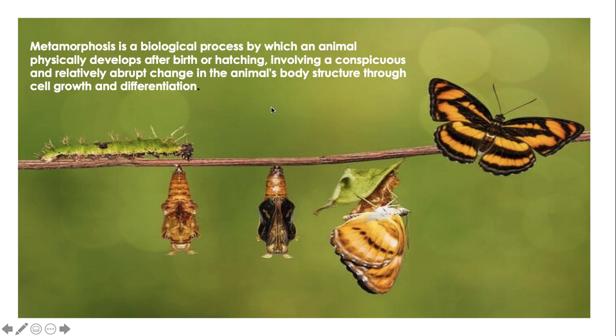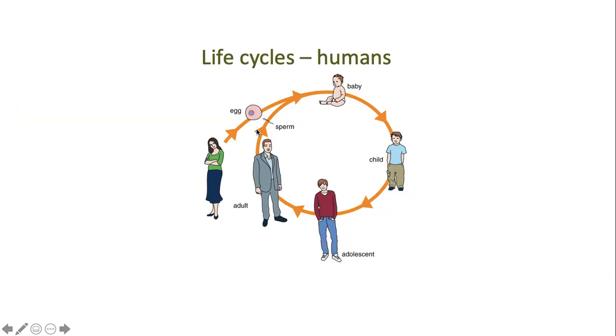So metamorphosis, which is quite an interesting word to learn, is a biological process by which an animal develops after birth or hatching, and it is a conspicuous, which means obvious, and abrupt, so that means sudden, change in the animal's body structure through increasing the number of cells and increasing the size of those cells, but also increasing the number of different types of cells. That's what differentiation means. Lots more different specialised cells. Remember, we looked at specialised cells in the first topic at the beginning of the year.